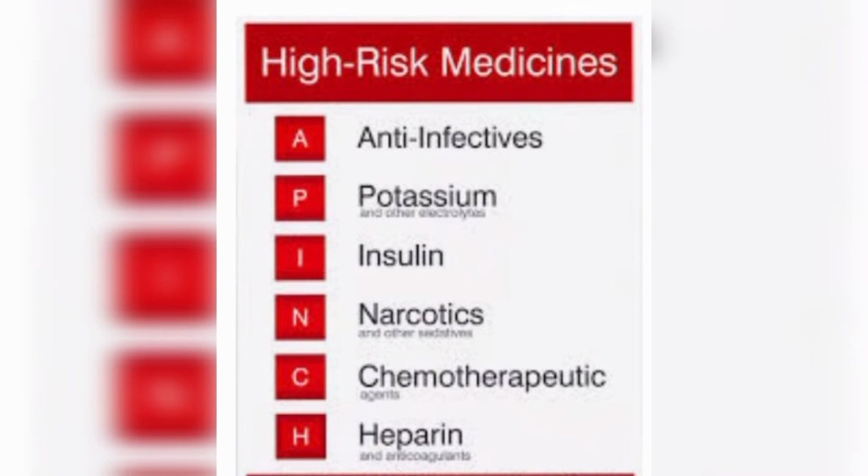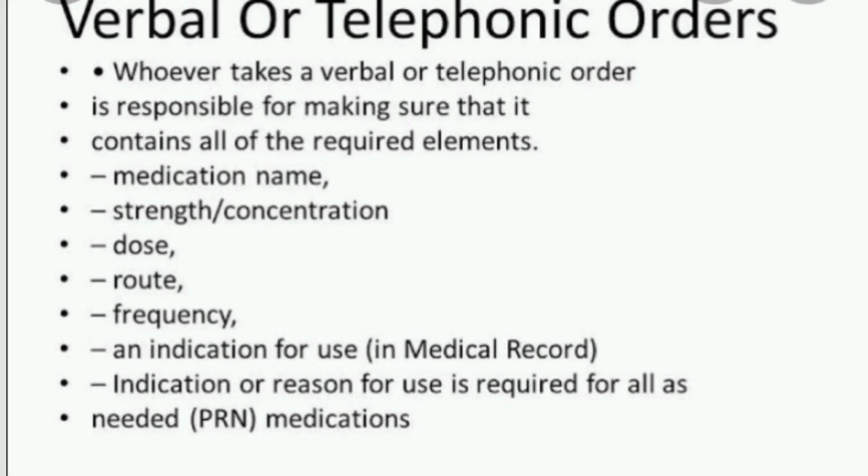And also the pharmacist is well versed with the high risk medications. So the high risk medications list also must be available in the pharmacy. Based on that, the drug has to be stored. So preferably these high risk drugs are anti-infective, potassium, insulin, narcotic, chemotherapeutic agents and heparin. So these drugs must be stored in proper places, preferably single lock, and the senior in charge of the pharmacy has to dispense the medicine, and cross verification has to be done once the high risk medications are issued.